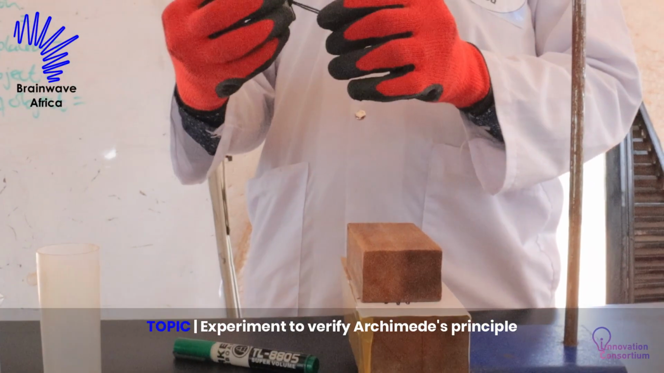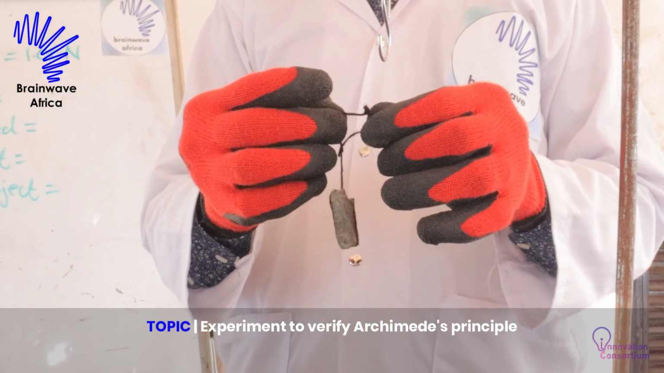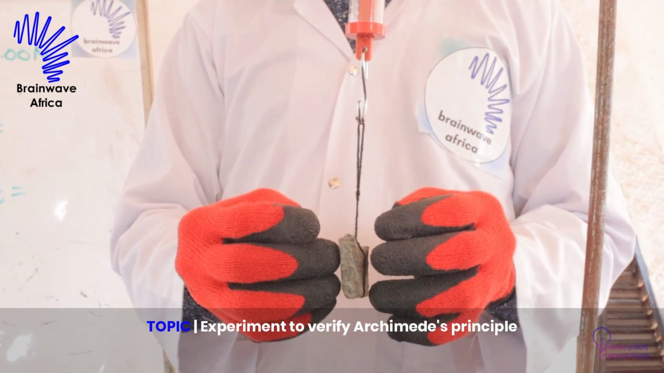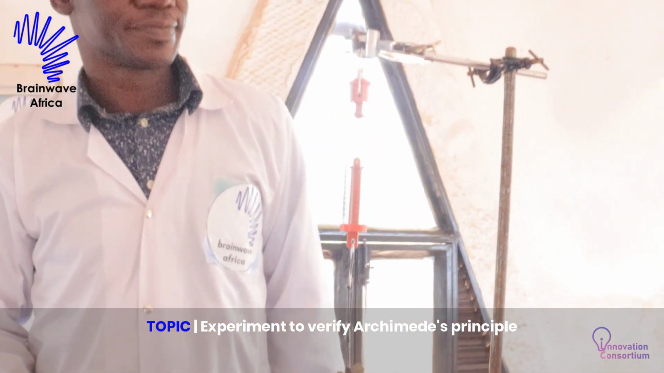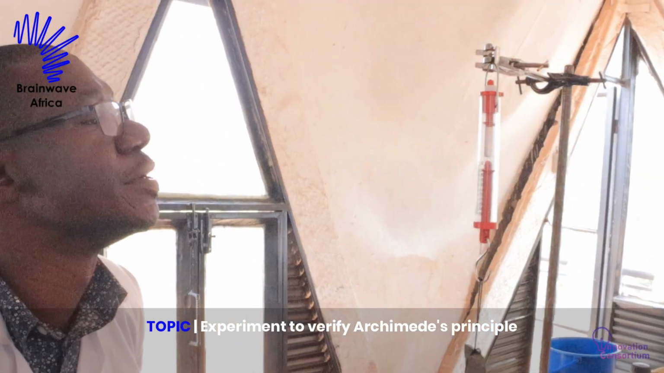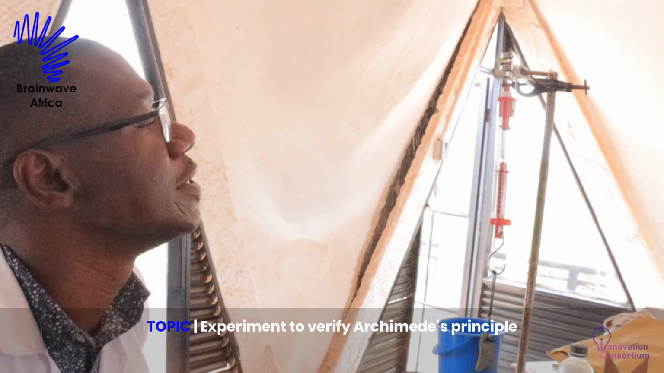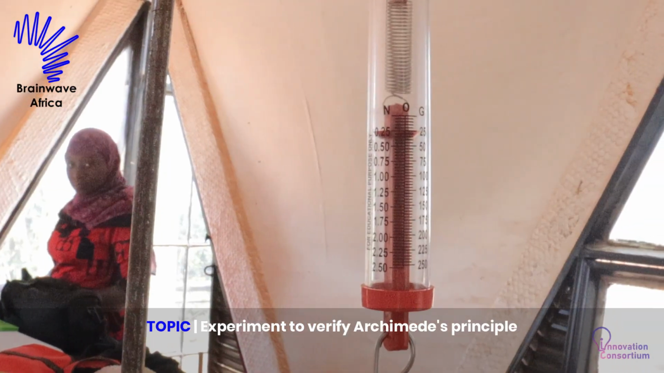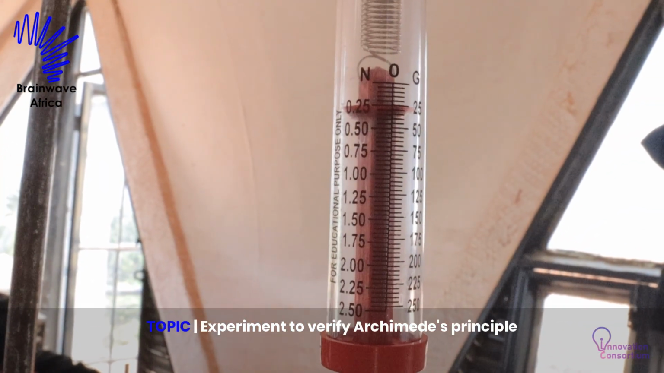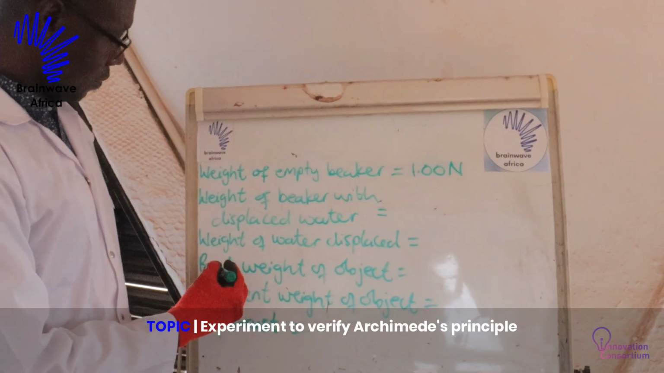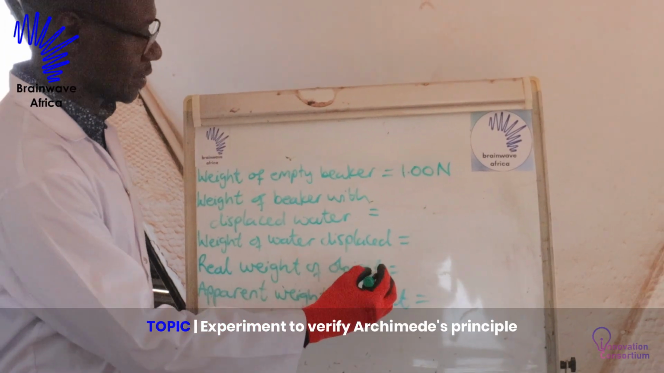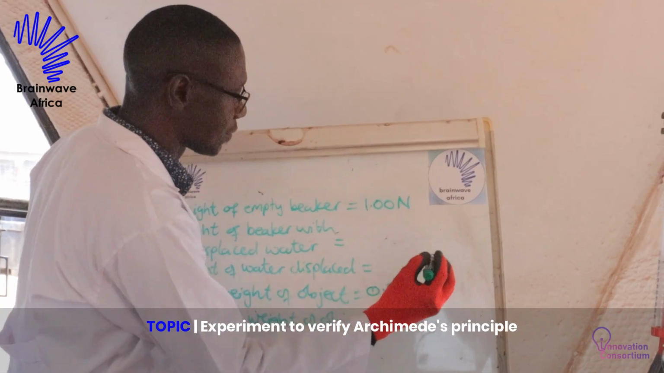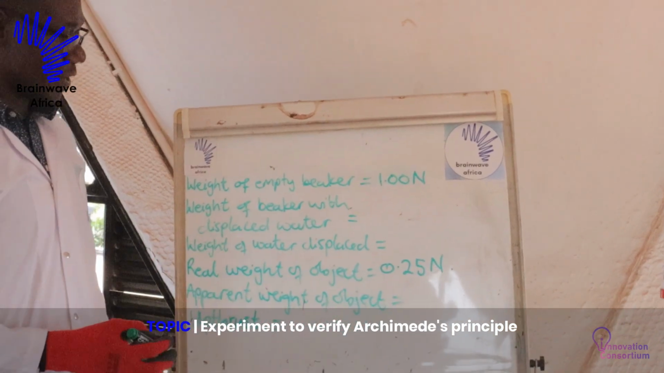Next, we shall get the weight of this stone in air, which we said is called the real weight of the stone. So the real weight of this stone is 0.25 newtons. We record that in our data.